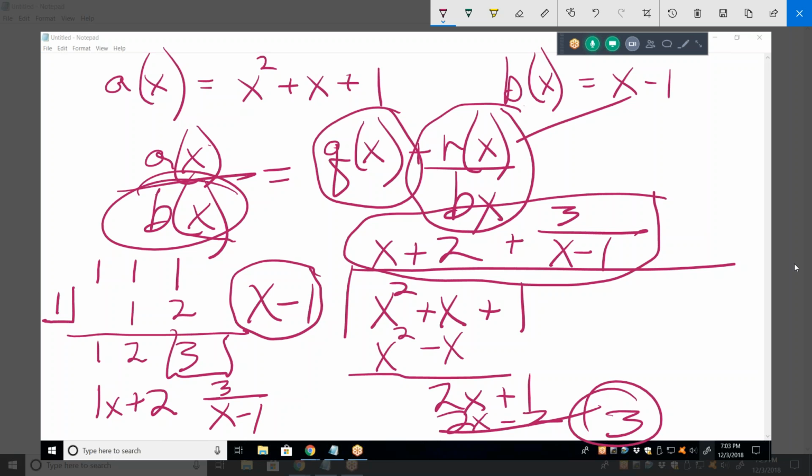The only difference between synthetic division and long division is they take out the variable. Notice I don't have any x's over here. I've got just coefficients. And because I have a positive 1 instead of a minus 1, I'm able to do everything with adding instead of subtracting, which is a lot easier for most people.